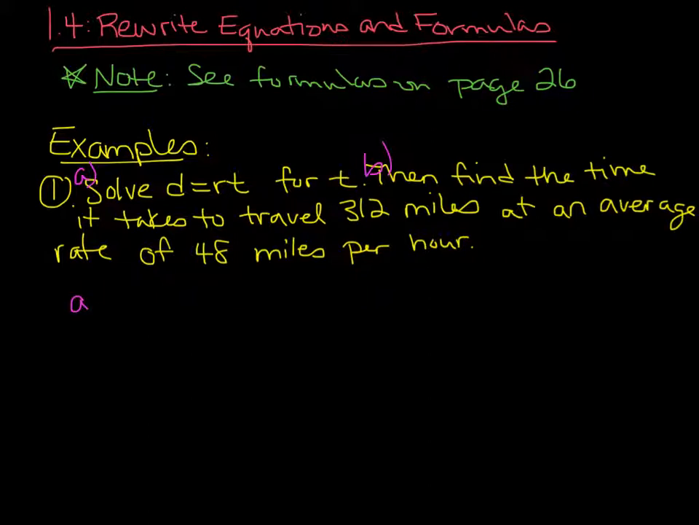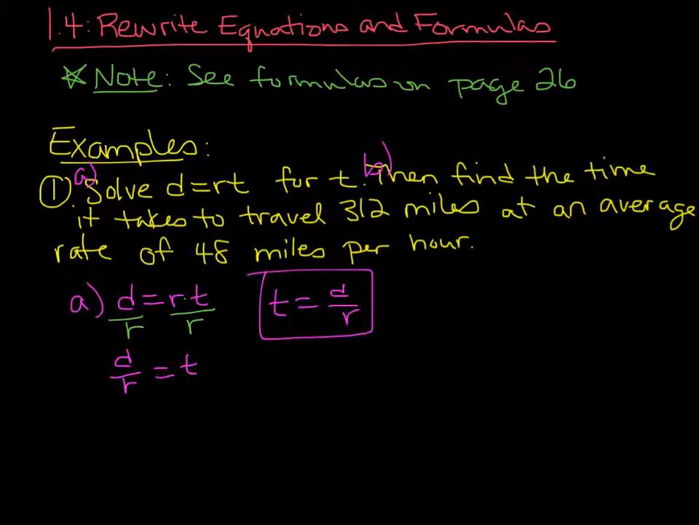So the first part, you're solving D equals RT for T. What that means is I need to get T by itself. So remember that this RT means R times T. What I'm going to do is divide both sides by R. I don't yet know what the values of D and R are, so when I solve for T, I'm just going to rewrite it like this. You can write it with the T first if you want to. I get T equals D over R. So that's part A of the problem.